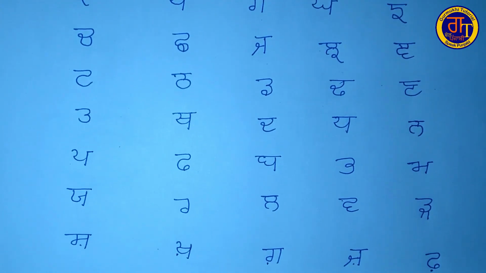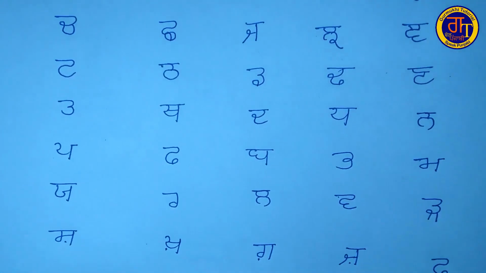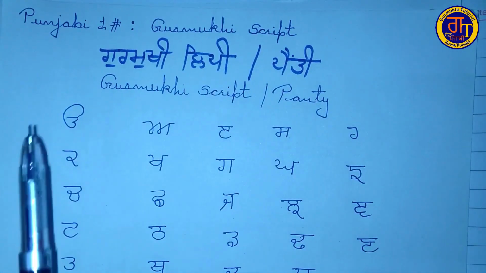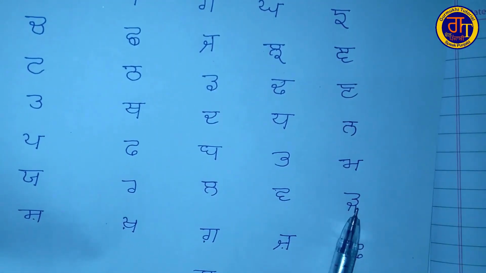And it's called Painti because it has a total of 35 letters. Painti in English means 35. Here they are, all the letters of Gurmukhi script, from this one to this one.